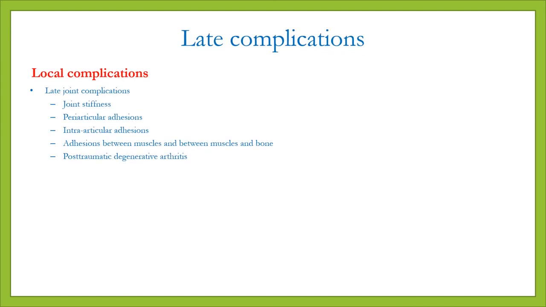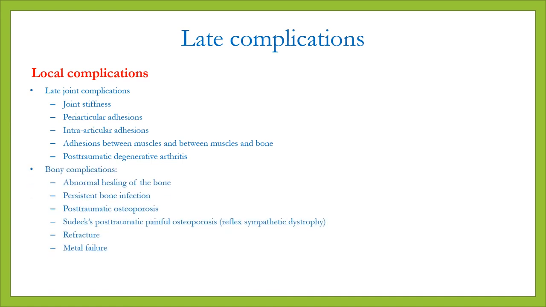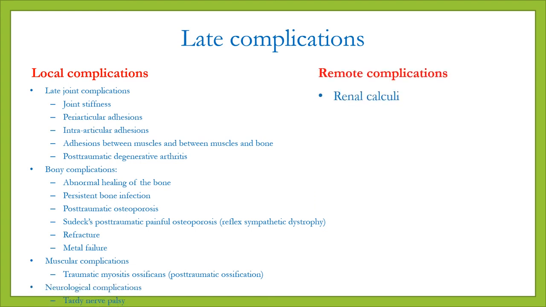Late complications, local complications, late joint complications: joint stiffness, periarticular adhesion, intra-articular adhesion, adhesion between muscles and between muscles and bones, post-traumatic degenerative arthritis. Bony complications: abnormal healing of the bone, persistent bone infection, post-traumatic osteoporosis, Sudeck's post-traumatic painful osteoporosis, reflex sympathetic dystrophy, refracture, metal failure. Muscular complications: traumatic myositis ossificans, post-traumatic ossification. Neurological complications: tardy nerve palsy. Remote complications: renal calculi, accident neurosis.